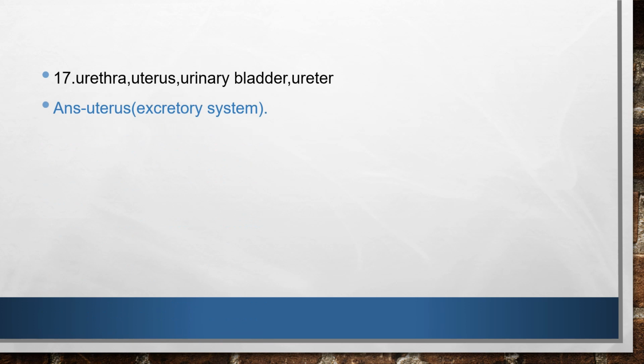Now let us see what is there in this video. What will be the first one here? The first one is urethra, uterus, urinary bladder and ureter. So what is the answer? The odd one out is the uterus, and we will say that the others are parts of the excretory system, because the uterus is part of the reproductive system. The urinary bladder, ureter and urethra are all parts of the excretory system.